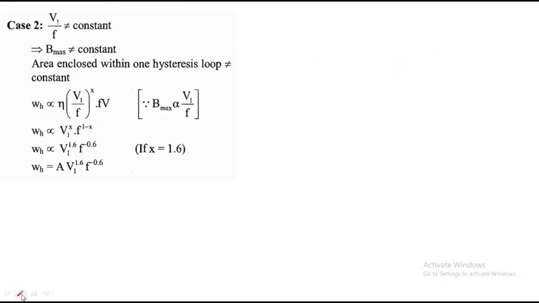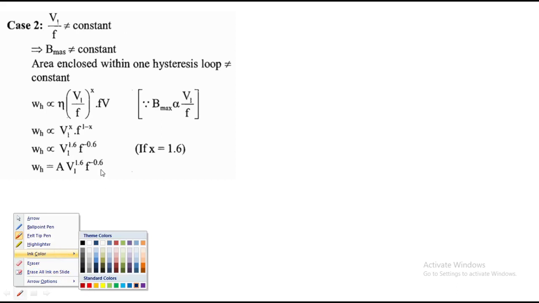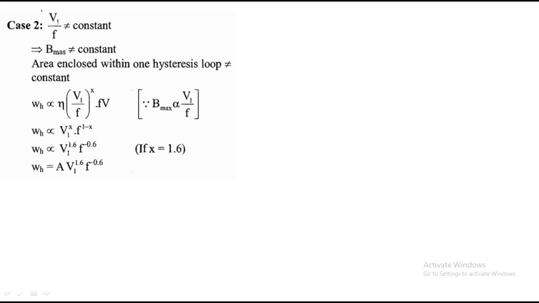What is case 2? V by F is not constant. If the ratio of voltage and frequency is not constant, then what are the changes in hysteresis loss? Then the area enclosed within one hysteresis loop is not constant. This is the empirical formula, and we have derived this equation, right? Hysteresis loss is proportional to V1 power 1.6 and F power minus 0.6.